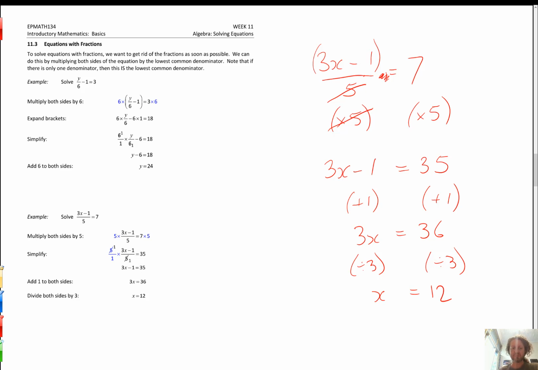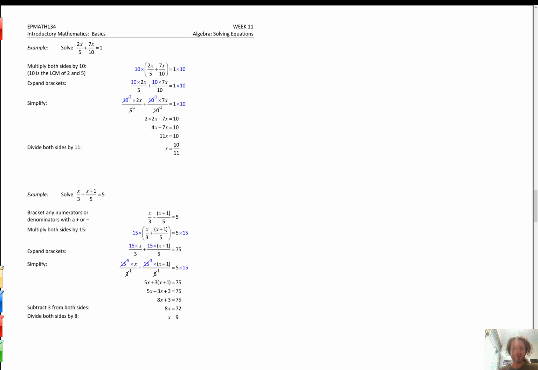Alright, more examples. Already got on the next page. We've got 2x on 5 plus 7x on 10. Now I've got it all written out here where I put brackets, and again, very methodical. But in practice, let's just look at it. What's my lowest common denominator? Now if you want to use the denominator of 50, you could do that. 5 times 10 is 50, and I could times everything by 50. But the lowest common denominator, when we did fractions, we said, let's look to see if the biggest denominator will do the job. And in this case, it will. Is 10 a multiple of 5? You bet it is. The lowest common denominator here is really just 10.